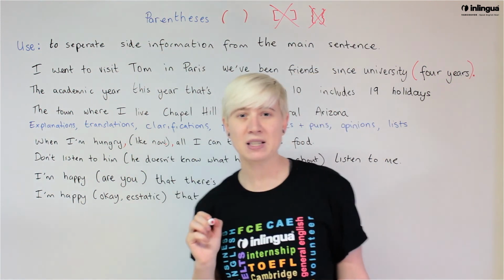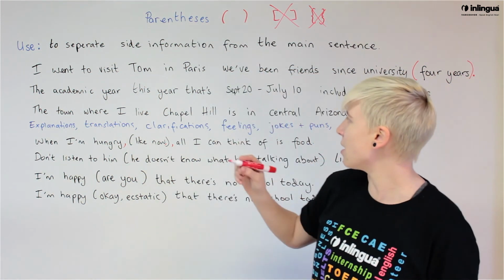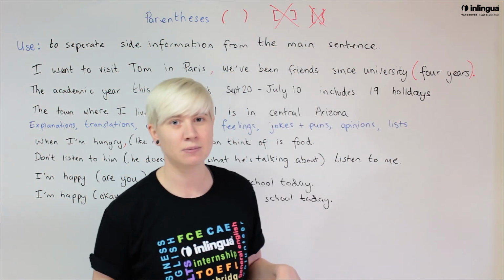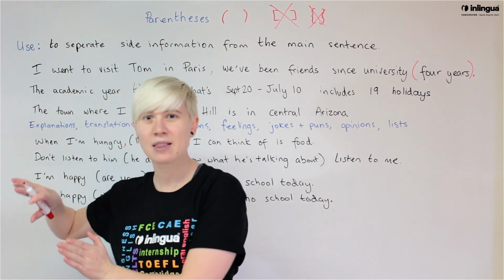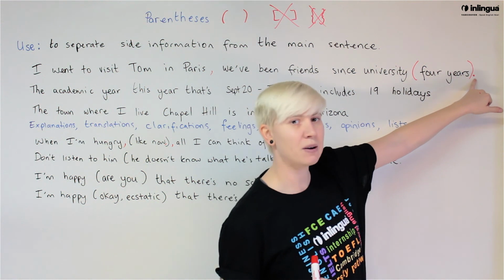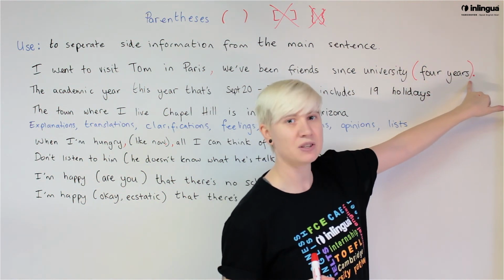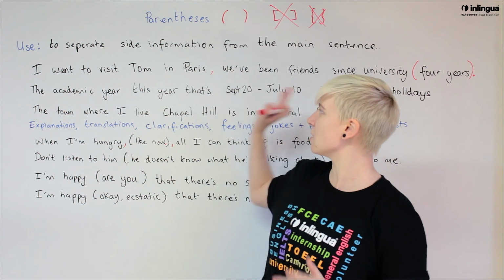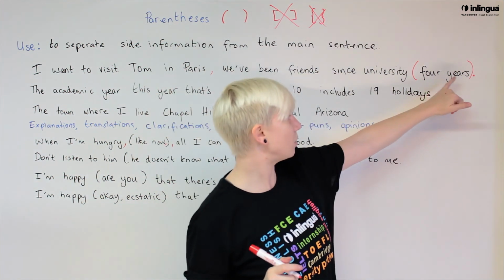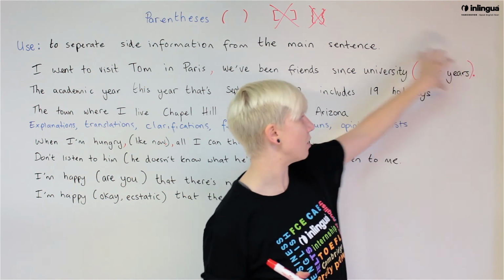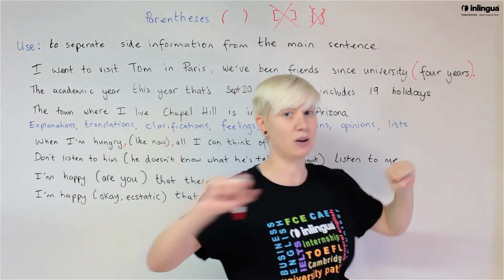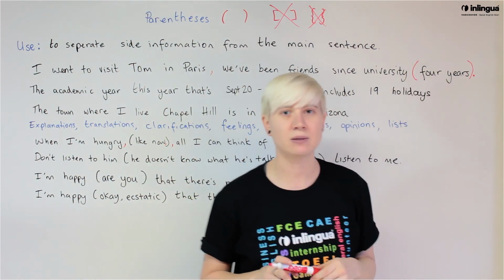Then we have to add the rest of the punctuation that we need. I went to visit Tom in Paris, comma. We've been friends since university (4 years), okay? That part is an aside, it's not so important. You'll notice that here, my period is outside of the parentheses, because this period belongs to the whole sentence, okay, it belongs to everything, but we want to include the parenthetical expression with the main sentence. If we put the period here, we are separating it, okay, we are splitting it up. We want to include it.